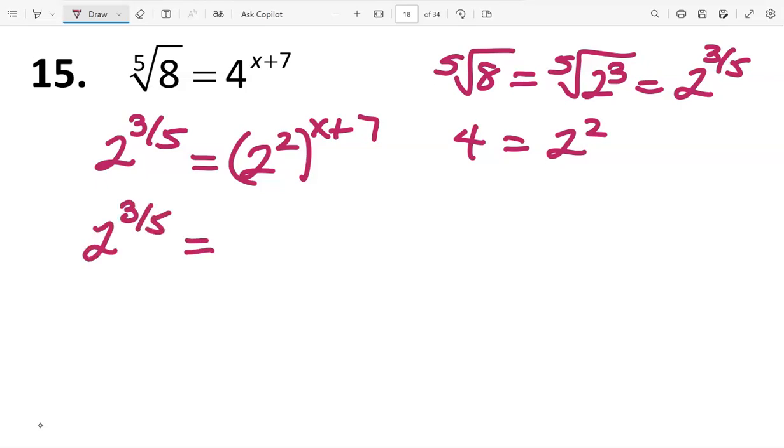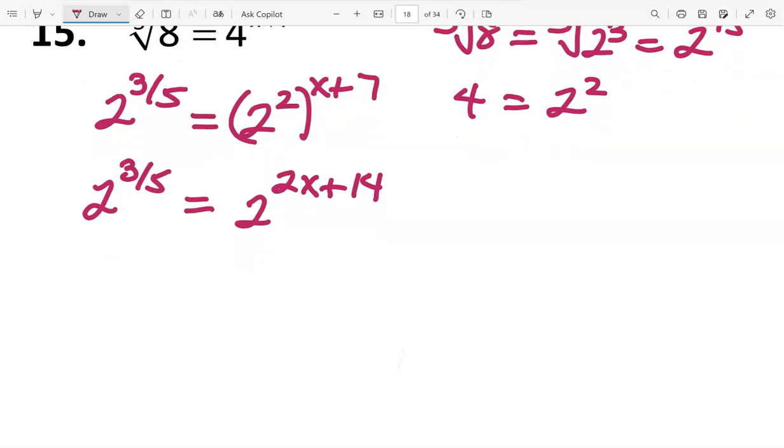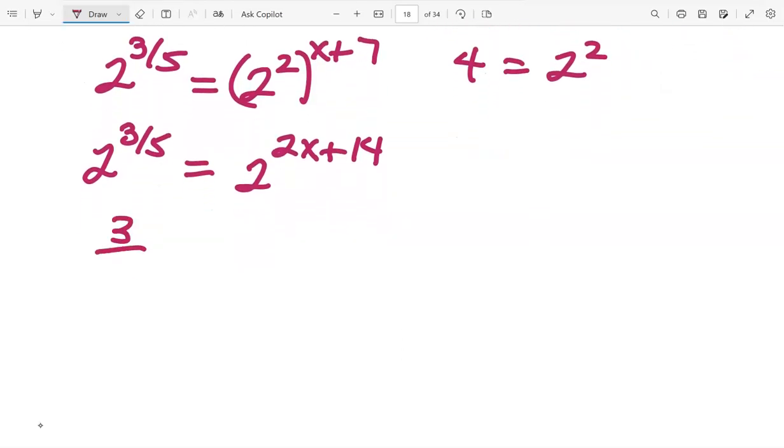When we raise a power to a power, you multiply the exponents. So the exponent of the 2 on the right is 2x plus 14. So now we can equate the exponents. 3/5 is equal to 2x plus 14.